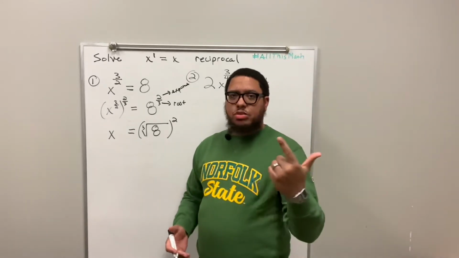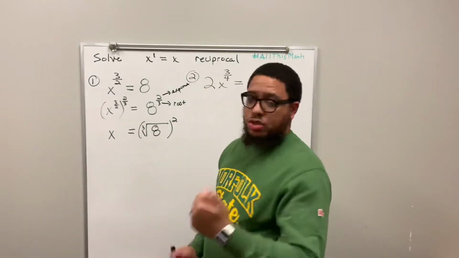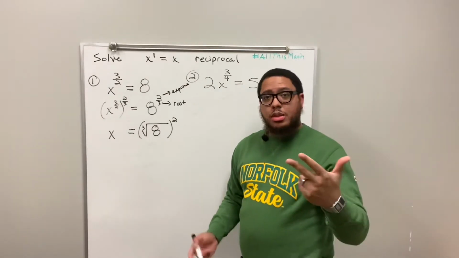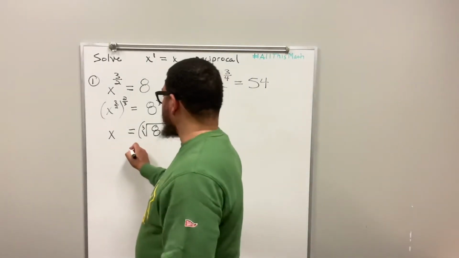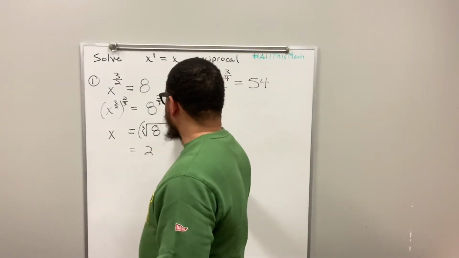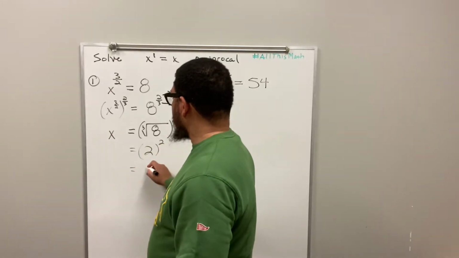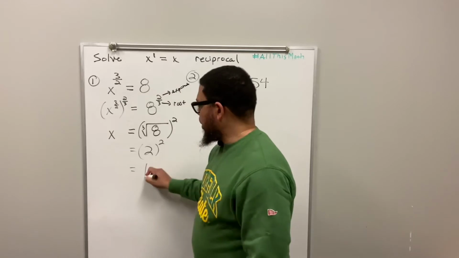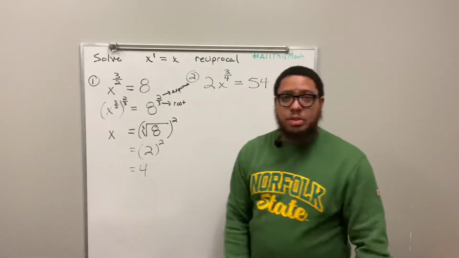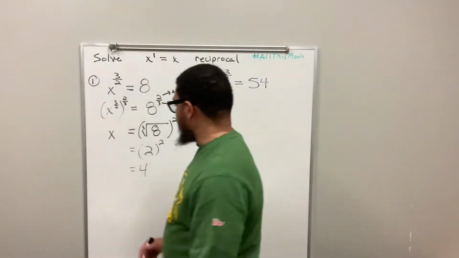So 2 times 2 times 2 is 8, because 2 times 2 is 4 and 4 times 2 is 8. So this becomes 2, but then you still got the 2 outside, which gives us 2 squared, which is 4, or 2 times 2. And that's the final answer, right?